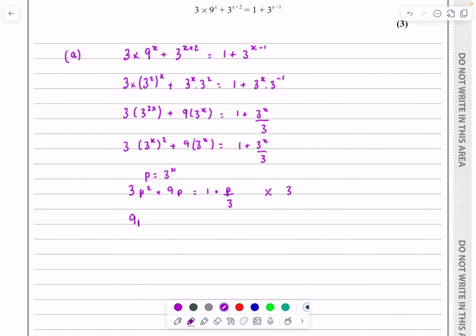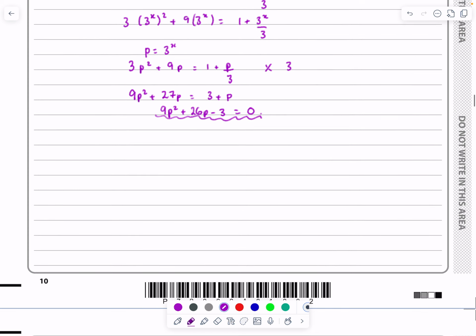We're going to get 9p squared. 27p is equal to 3 plus p. And then just take everything over. So we're going to get 9p squared plus 26p minus 3 is equal to 0, which is the first part and what we wanted.